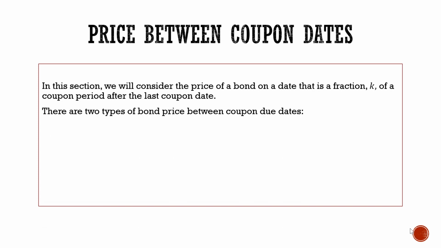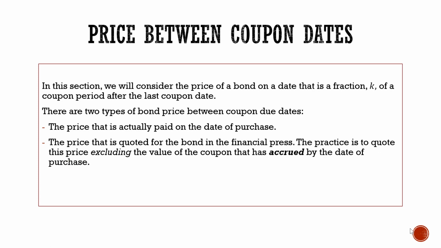And there are two main types of bond price between coupon due dates problems. The first type is when the price is actually paid on the date of purchase. And the second type is the price that is quoted for the bond in the financial press. The practice of the second type is to quote the price including the value of the coupon that has accrued by the date of purchase. So let's take a look at the first type, price actually paid on the date of purchase.